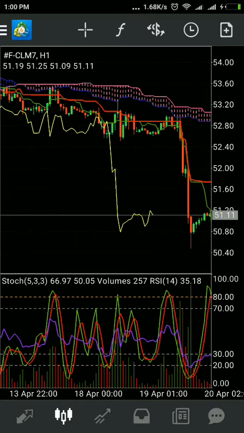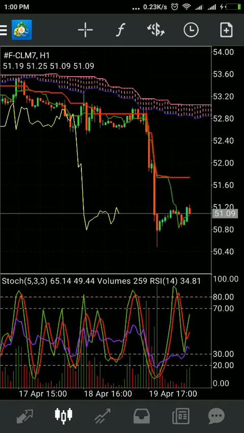I will explain why these lines are selected as 9, 26, and 52. This indicator was developed before World War II, by the Japanese. At that time there were 6 working days in a week. There was no holiday on Saturday, unlike nowadays when Saturday and Sunday are holidays for trading. So there were 6 days in a week before World War II.